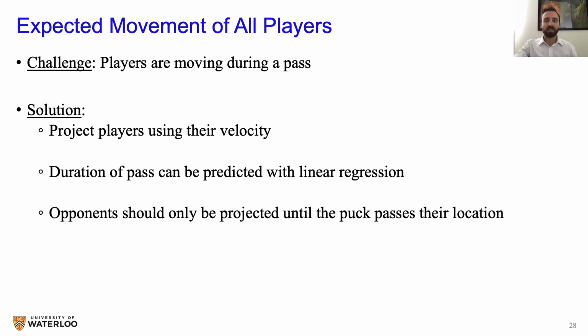Our second extension to the passing lane model includes the expected movement of all players. To do this, we utilize players' velocity at the time the pass is made and the expected duration of the pass, based on machine learning from previous passes of various lengths.